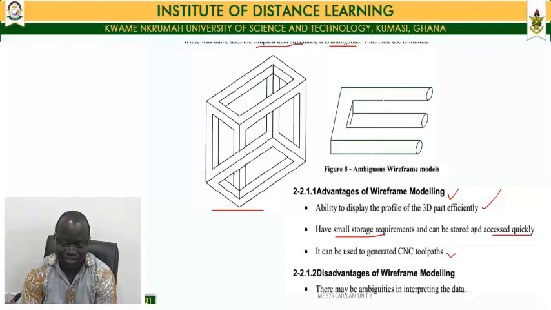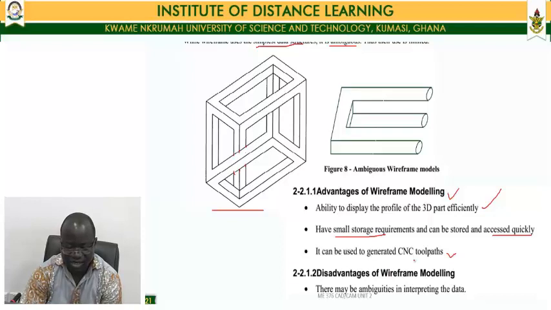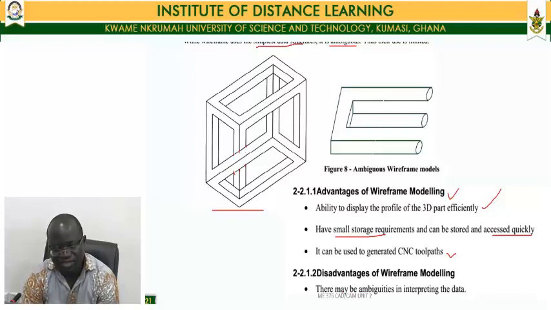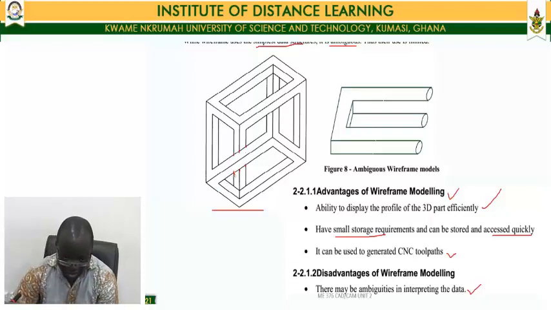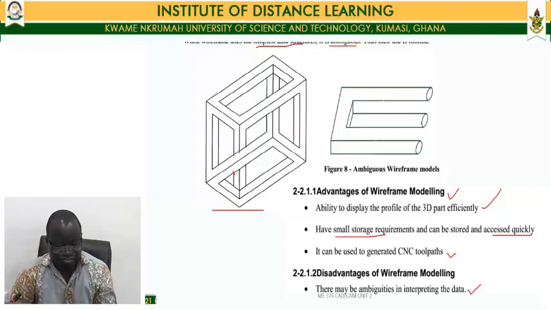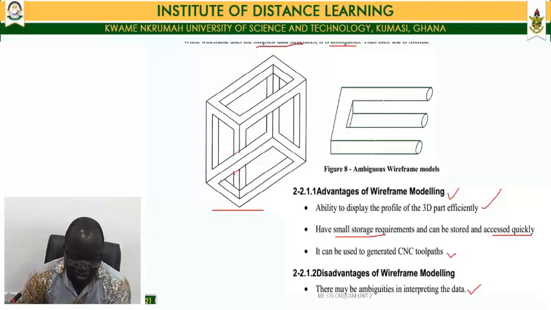Now, the disadvantage for wireframe is there may be ambiguities in the interpretation of the data, as I have shown here. That the data, if you see the data there and there is a point here, it's difficult to know whether the point lies on this horizontal line or on this vertical. So that is about wireframe. Now we come to surface modeling.